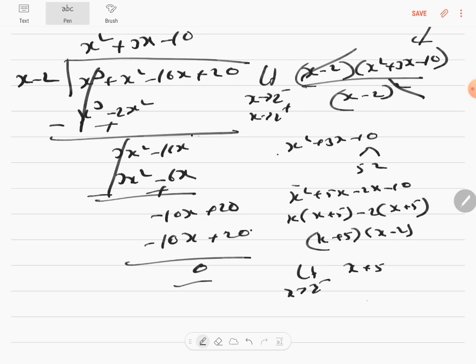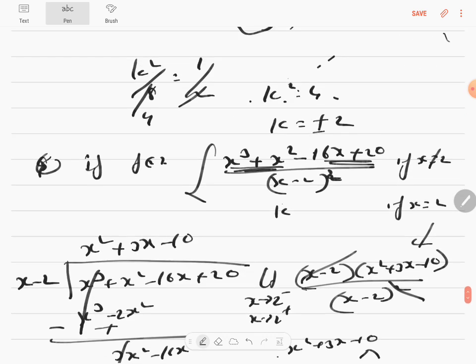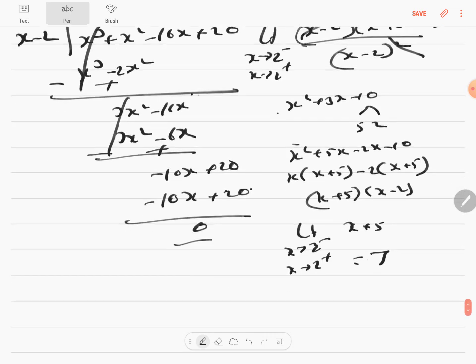X tends to 2 from the left or x tends to 2 from the right, the answer anyway will be direct substitution. It will only give you a 7. Therefore, the value at that point is k, and k is equal to 7.